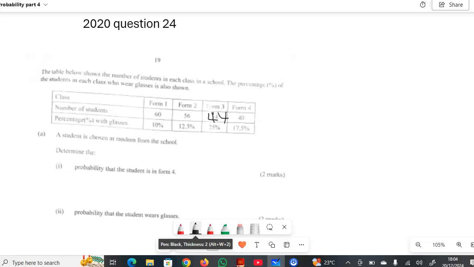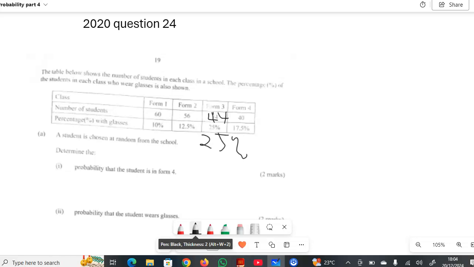Then the percentages who wear glasses: Form 1, 10%, Form 2, 12.5%, Form 3, 25%, and Form 4, 17.5%. For part A, a student is chosen at random from the school. Determine the probability that the student is in Form 4.